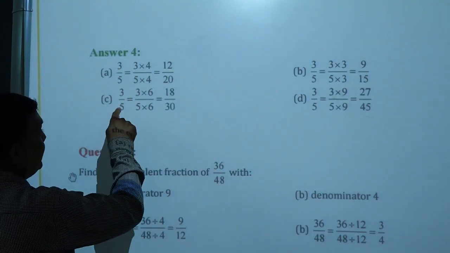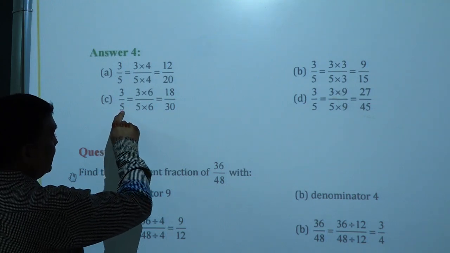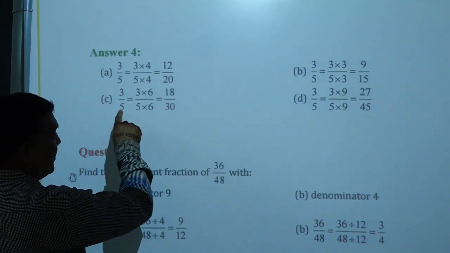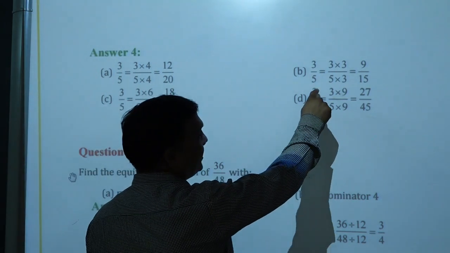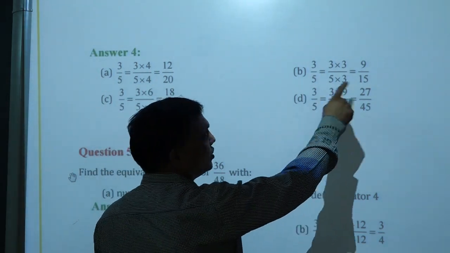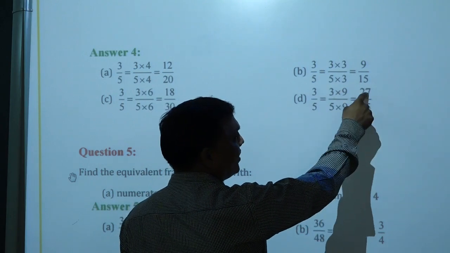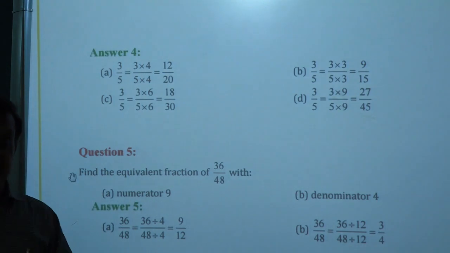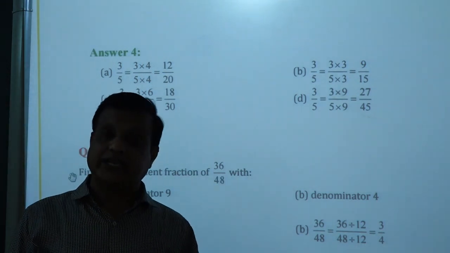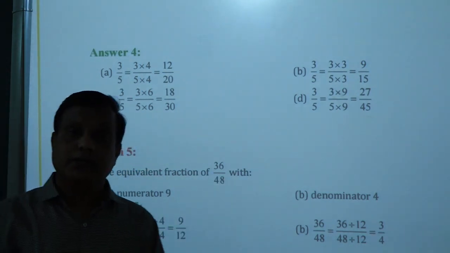And here is given 3 upon 5. 30 is the given denominator. 5 6s are 30, 3 6s are 18. Now here 3 upon 5 is the question. 27 is given. 3 9s are 27, 5 9s are 45. The same number you have to multiply. When the smaller is given and we are finding the bigger, multiply. When the bigger is given and we are finding the smaller, divide.